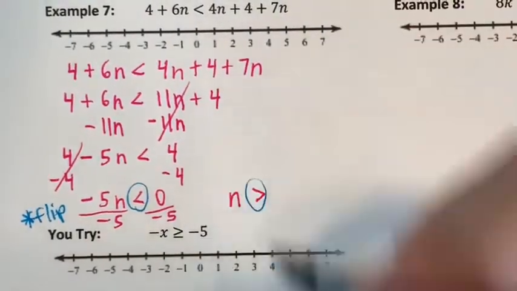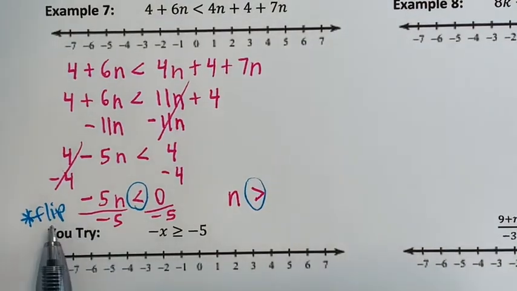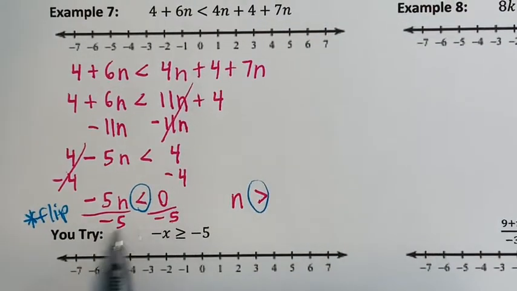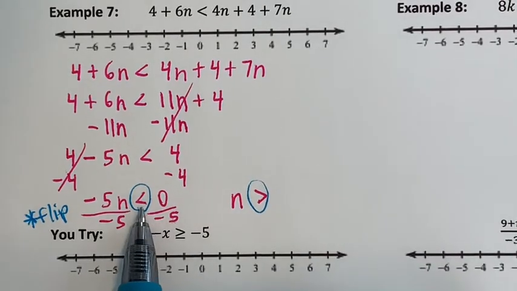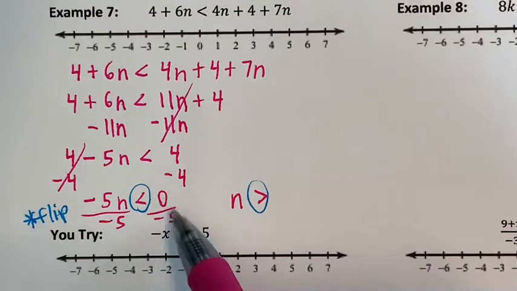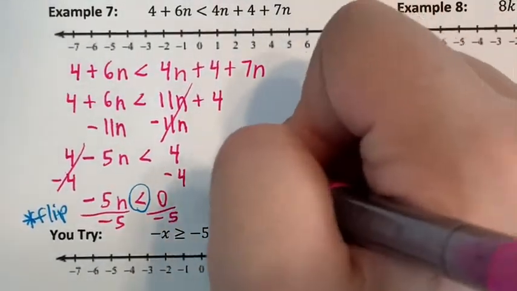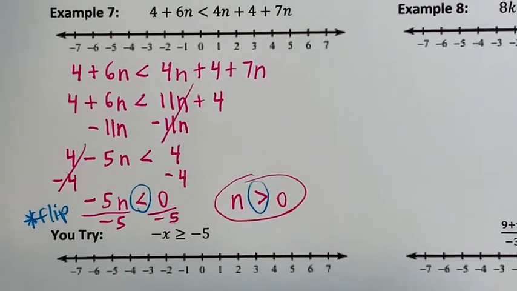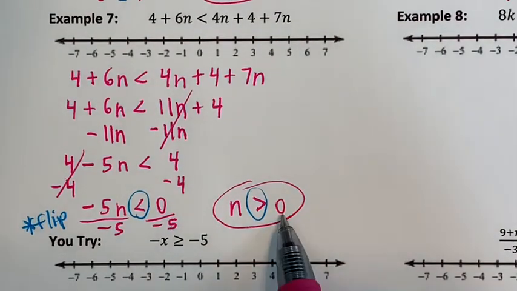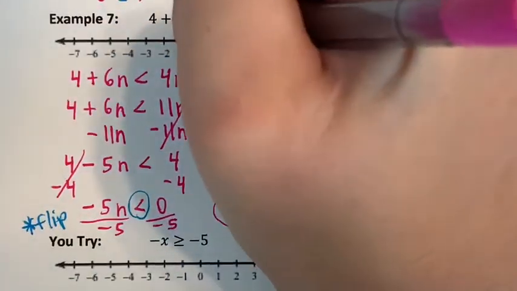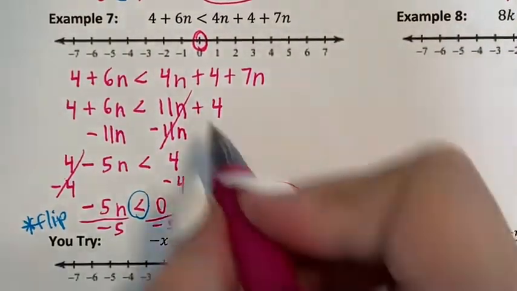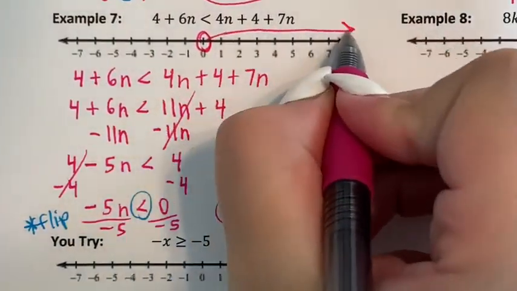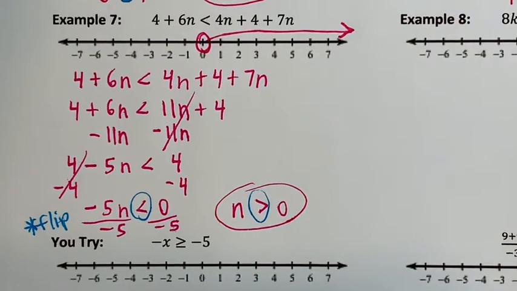Again, the reason we flip our inequality sign is because we divided by a negative number here. We divided by negative 5, so I flip my inequality sign from less than to greater than, and 0 divided by anything is 0. So this one is n greater than 0. So now go to your number line. I need to put an open circle at 0, and it's greater than, so anything shaded to the right.